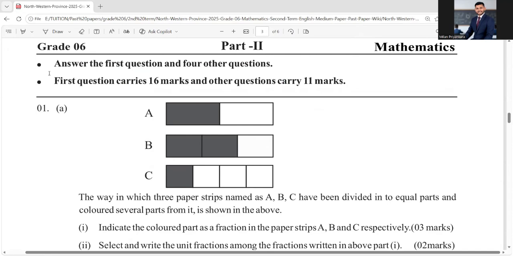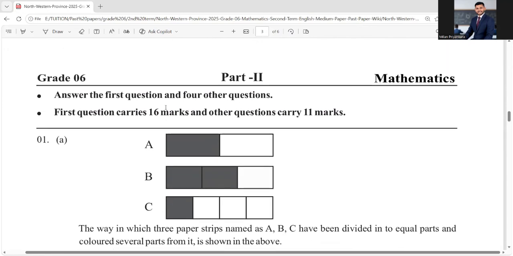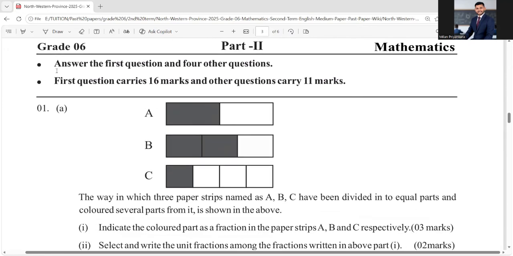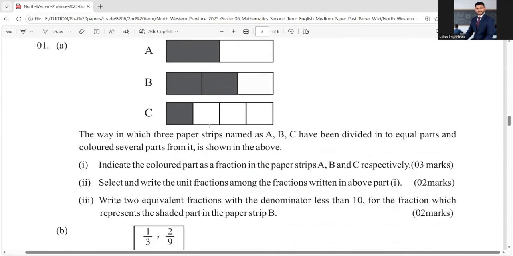Okay, as I always say, read the instructions properly before you answer the questions, and see how much time you have. Here you have to answer the first question and 4 more questions, right? The first question carries 16 marks. Read it first, then choose the question which is the easiest for you and answer that. After that, choose the other questions you are going to write. Totally, you have to answer 5 questions out of 7, according to these instructions. But here I am going to explain how to answer all the questions.